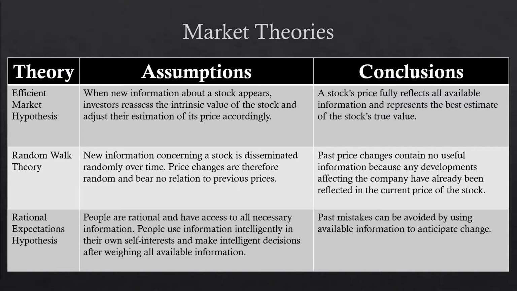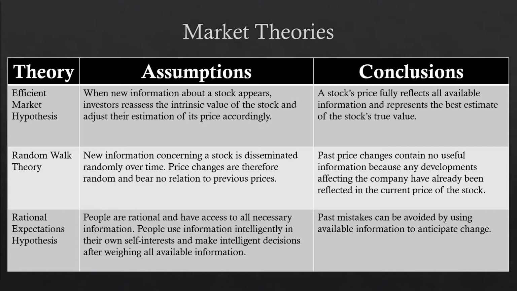So there are three different main market theories. The first one is the efficient market hypothesis. This is sort of the main one, and it does have an assumption to it. The assumption is when new information about a stock appears, investors reassess the intrinsic value of the stock and adjust their estimate of its price accordingly. Basically, this means that the stock's price fully reflects all available information and represents the best estimate of the stock's true value at any given time.